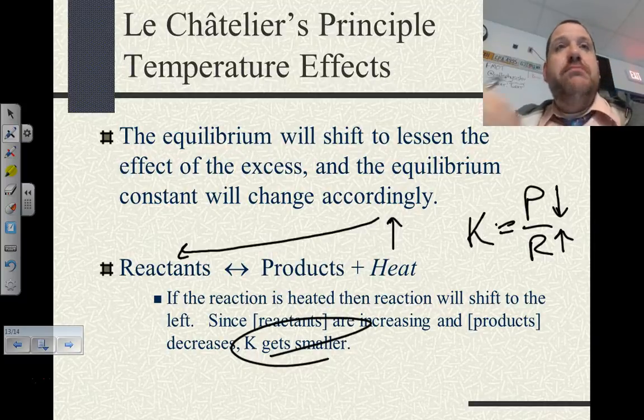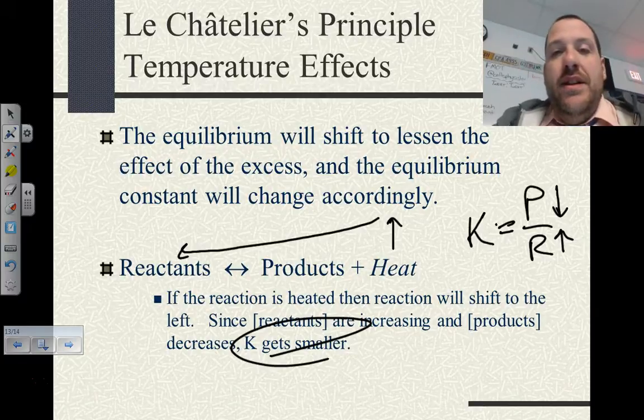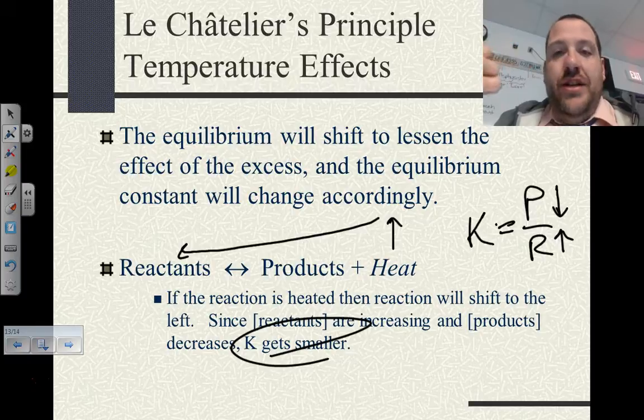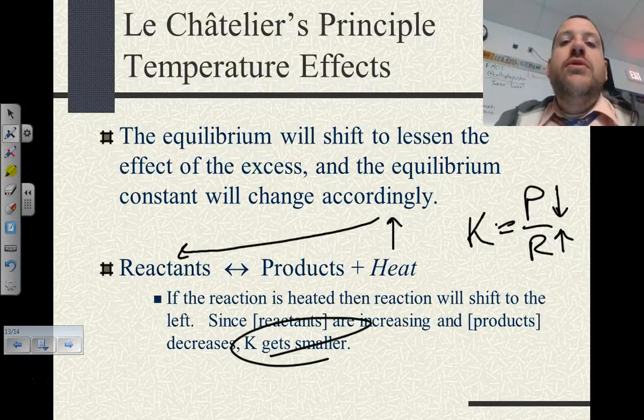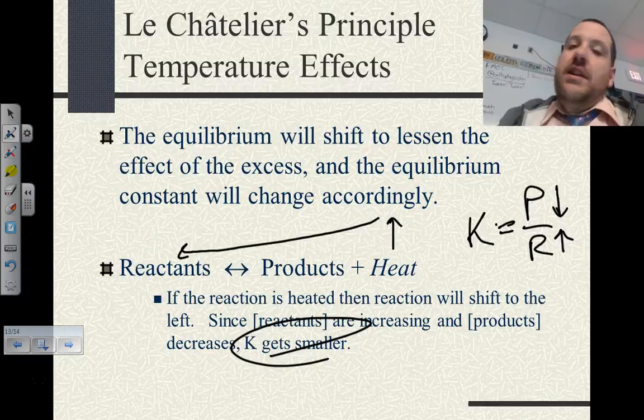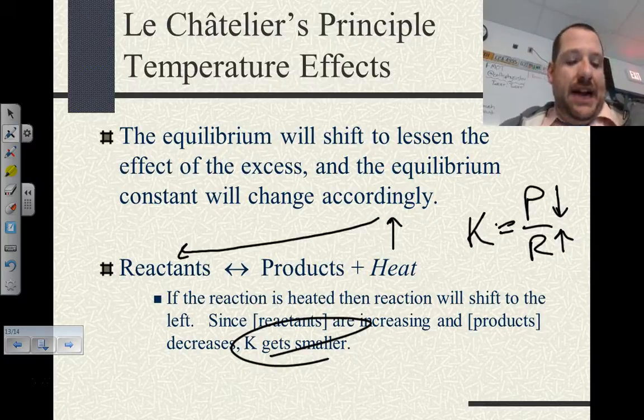And again, I think that makes sense chemically, because what is an exothermic reaction? It is a reaction that is producing heat. It's got excess heat to give up. So if you provide more heat to the reaction, it's going to not produce as much. It's already producing heat. So you give it more heat, then it's not going to want to make any more products. It's going to want to stay as reactants.